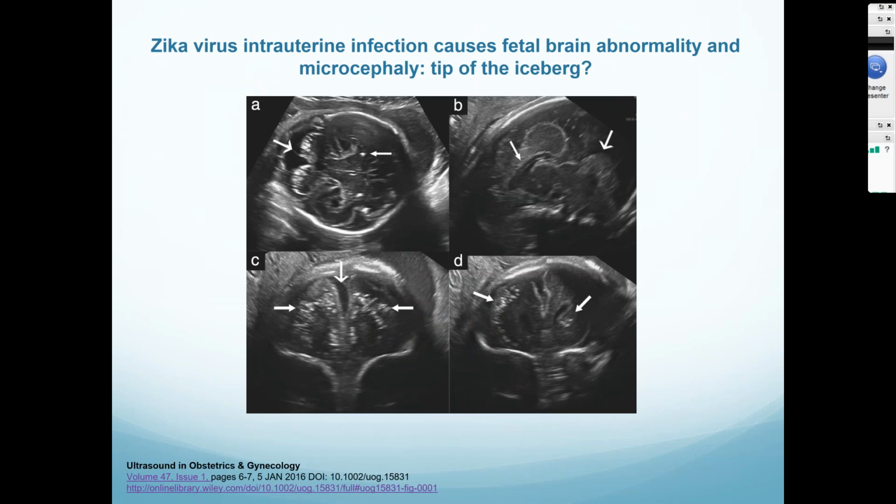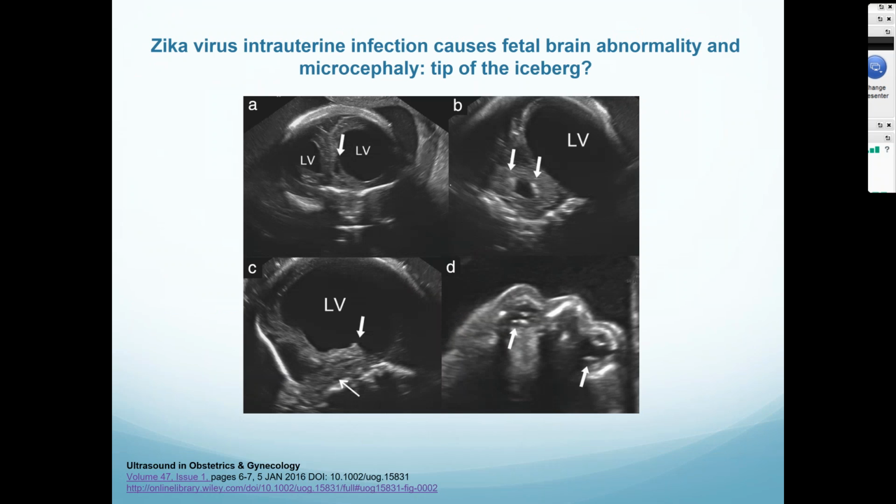So again, is the microcephaly just the tip of the iceberg? No, I think it's the end stage of it. I think we should be able to identify and recognize some of these things long before, as we see some of these changes that we've pointed out: the eyes, the ventriculomegaly, the calcifications that we see throughout.